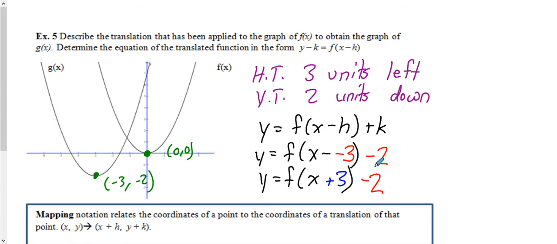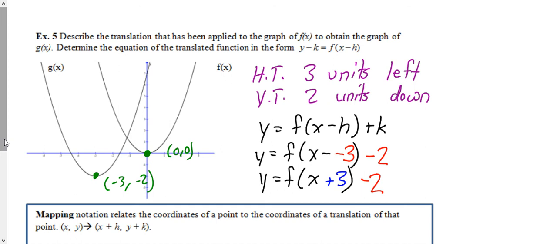Okay, so here's what we have. If I had an equation and it looks something like this, x plus 3, meaning that positive, if it's inside the bracket, think the opposite. Instead of going 3 to the right, it should be 3 to the left, and that matches up to our horizontal translation, 3 units left.